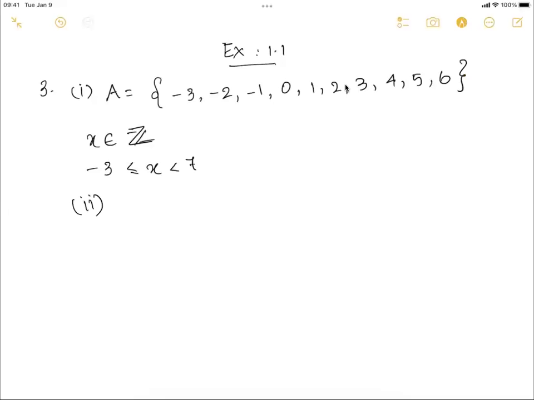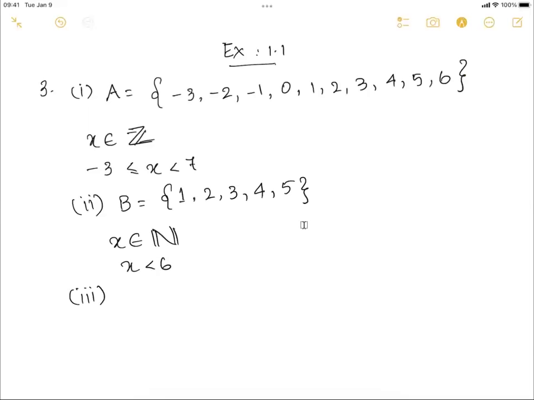Now, the second one is B is a set of all x such that x is a natural number and x is less than 6. So natural numbers begin with 1. So we have 1, 2, 3, 4, and 5.